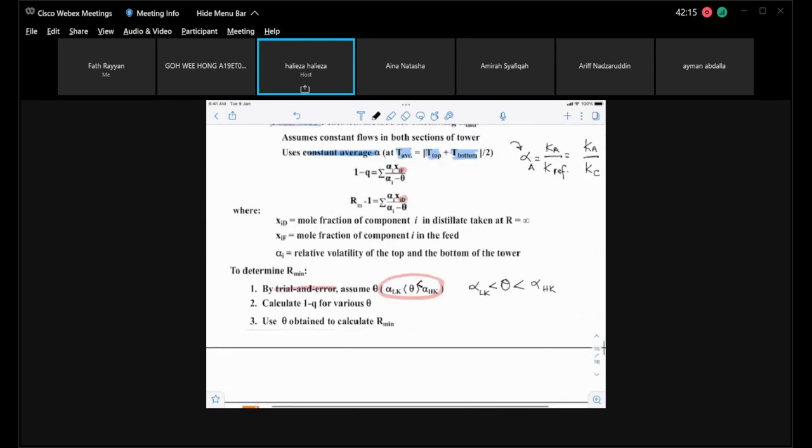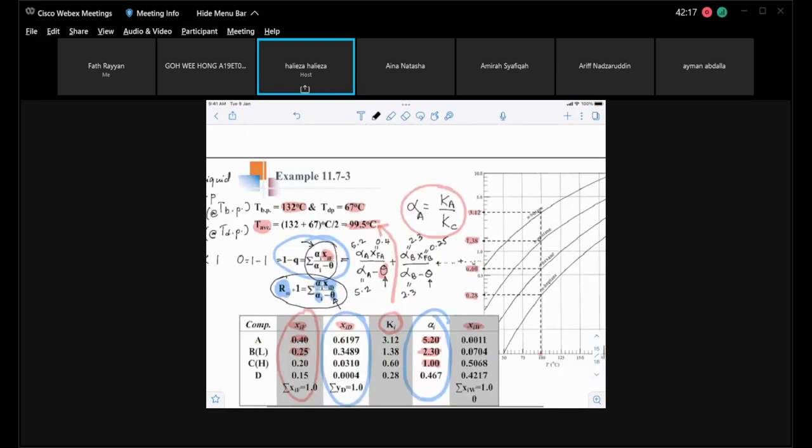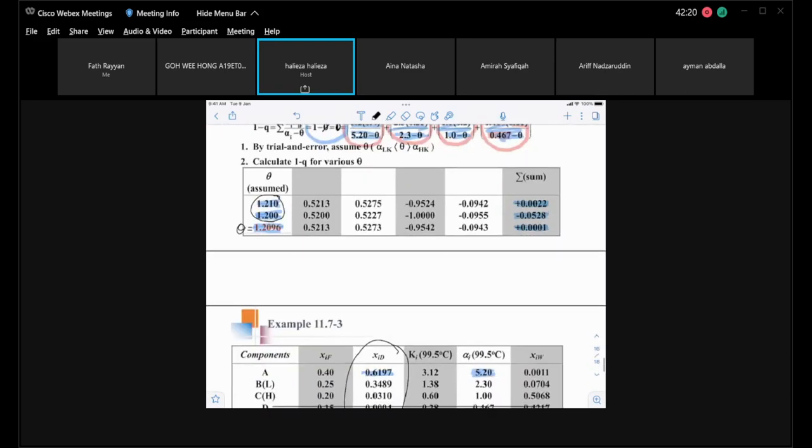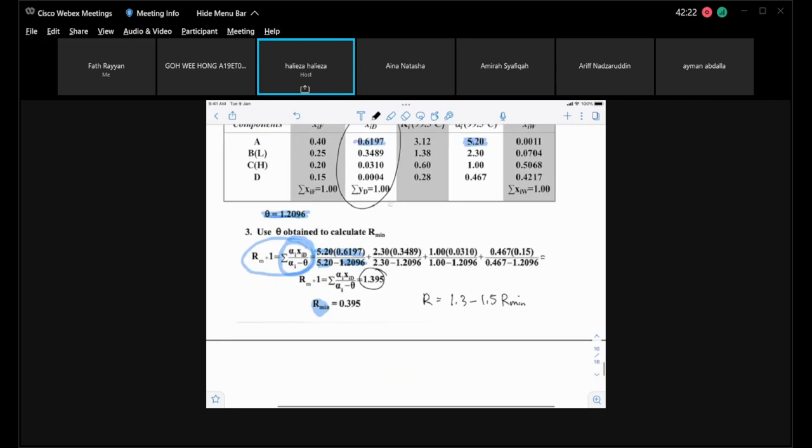We managed to get Rmin, so the next step will be to get the actual reflux ratio. The column cannot operate at Rmin.